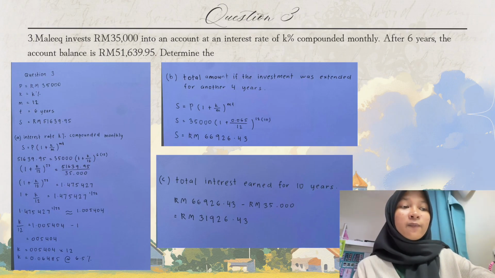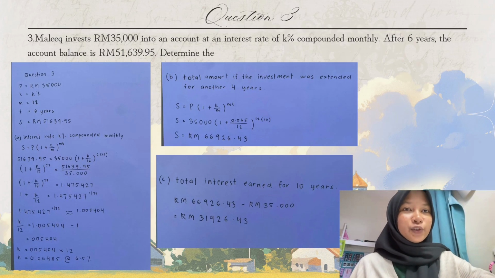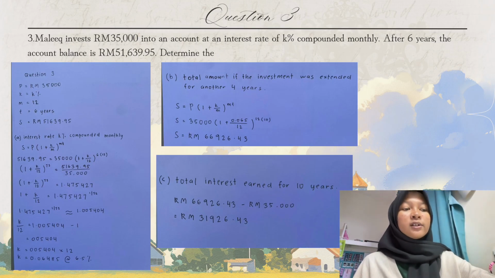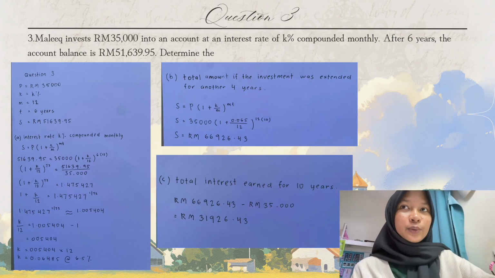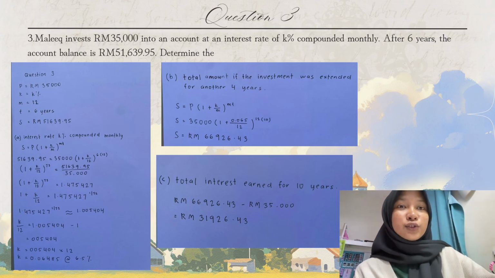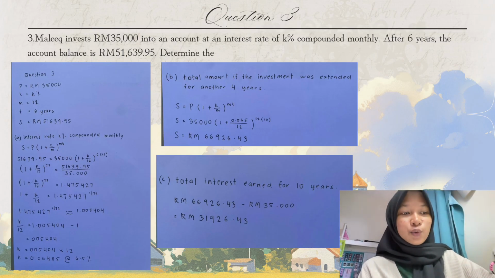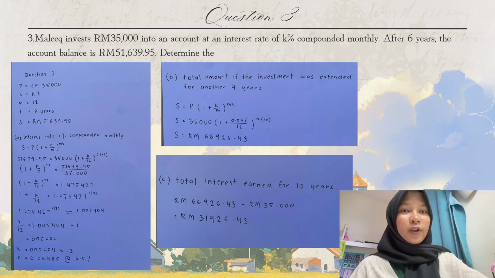To remove the power of 72, I take the 72 root and it becomes 1 plus k over 12 equal to 1.475427 to the power of 1 over 72. Then I solve the 1.475427 to the power of 1 over 72 and it becomes 1.005404. Finally, I multiply by 12 to get the yearly interest rate. So it becomes k equal to 0.05404 multiply 12. So the final answer is 6.5%.